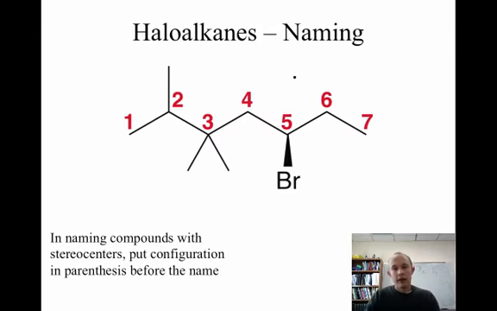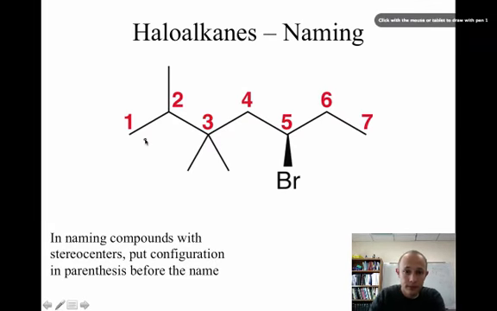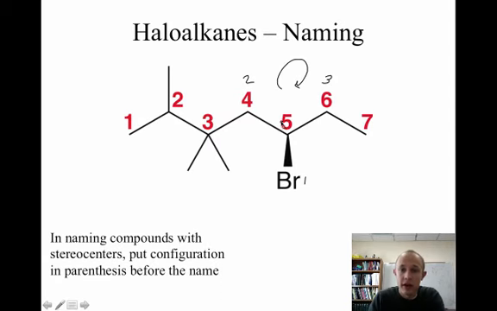Also remember that in molecules that contain stereocenters, we need to include the stereocenter configuration, R or S configuration, in the name. So in this case, this molecule would be named bromo trimethyl heptane, right? And the bromine is on carbon 5, and bromine gets priority 1, and this group gets priority 2, this group gets priority 3. So we're rotating around in the clockwise position, so this is the R configuration.